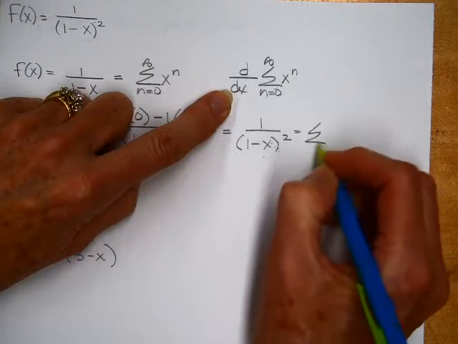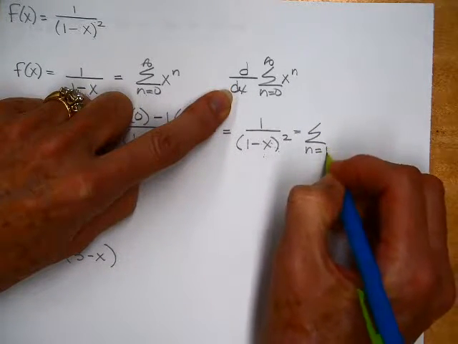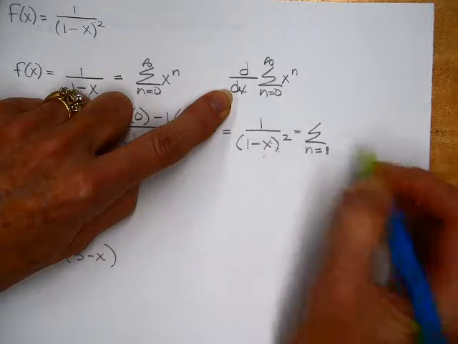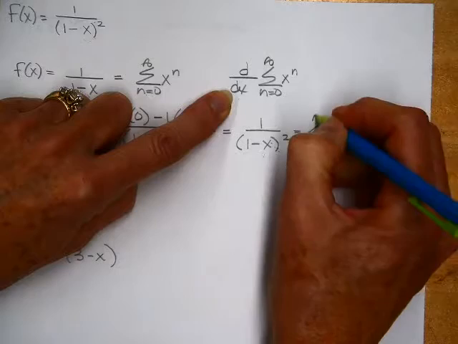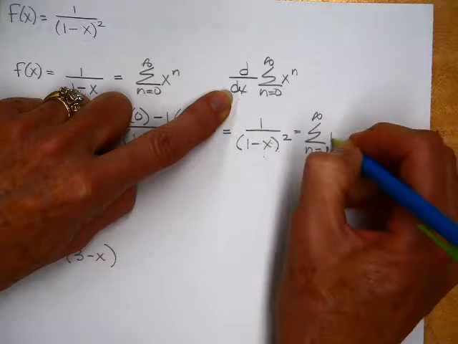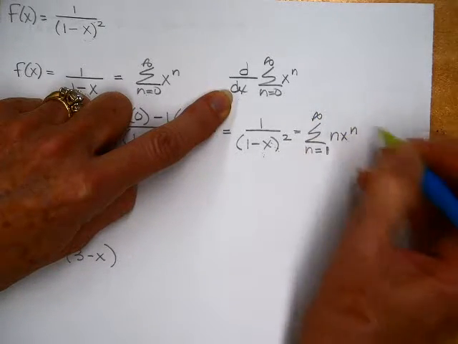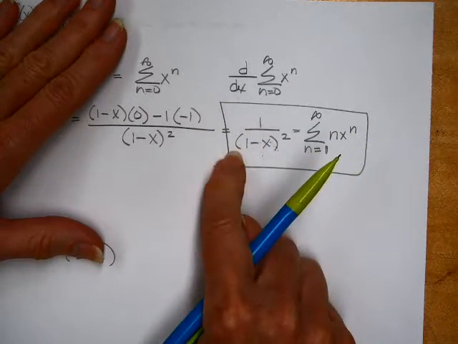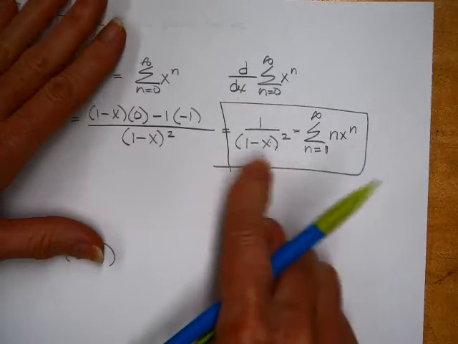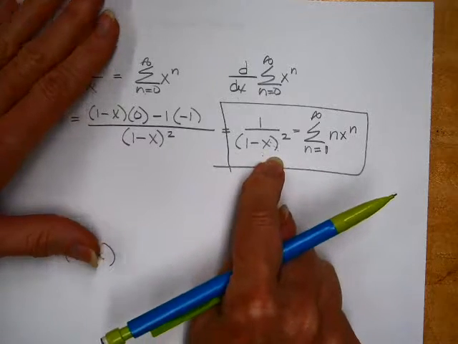That is the series from n equals 1. When you take a derivative, you lose a term, n equals 1 to infinity of n x to the n minus 1. And that is my power series for 1 over 1 minus x squared.